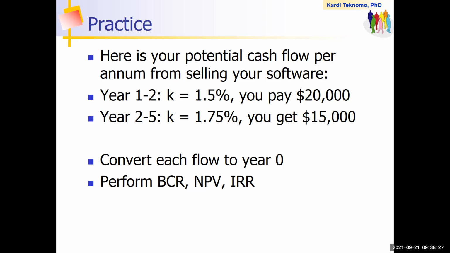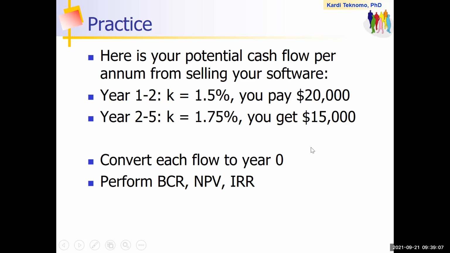Now, say you are creating a software. This is the potential cash flow per year, per annum, for selling your software. So in the first year, you pay 20,000. And then from the second year until the fifth year, the interest rate is 1.75%. It is the growth. And then you get 15,000.